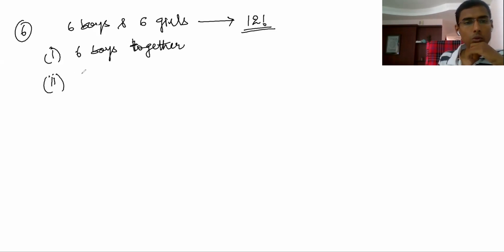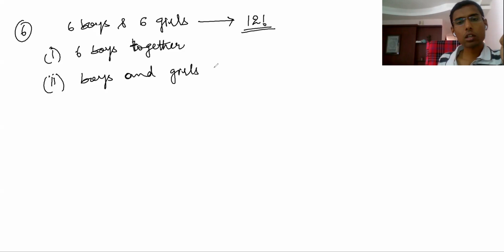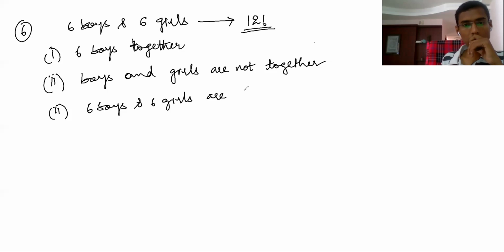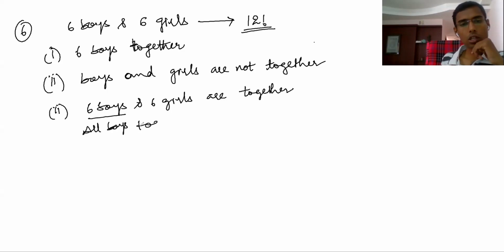Next, boys and girls are not together. Please understand, not together. Here 6 boys and 6 girls: all 6 boys and all 6 girls are together. Meaning all boys together and all girls together.